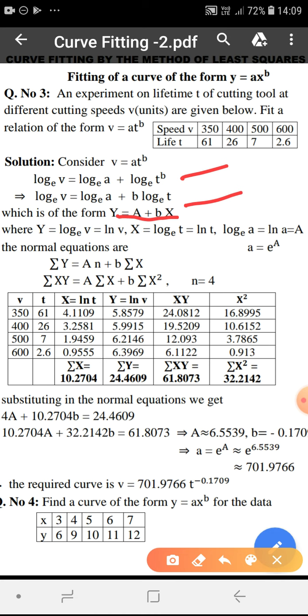Left side we take it as y, which is log v to the base e or ln v. Then the right side, the constant term, we take it as capital letter A. So capital letter A is log a to the base e or ln a. So log a to the base e is capital letter A, means small letter a will be e power capital letter A. Then x will be equal to log t to the base e or ln t. So here y means ln v, x means ln t, and small letter a is e power A.